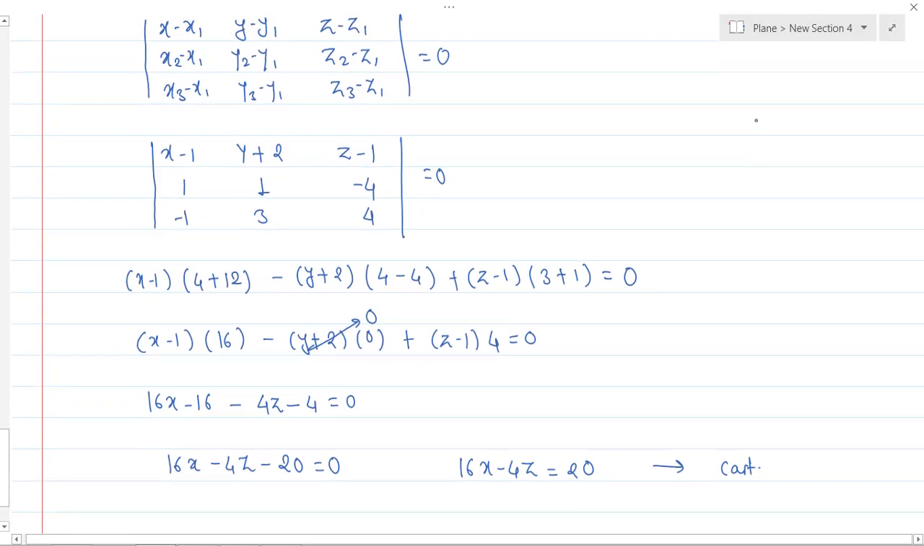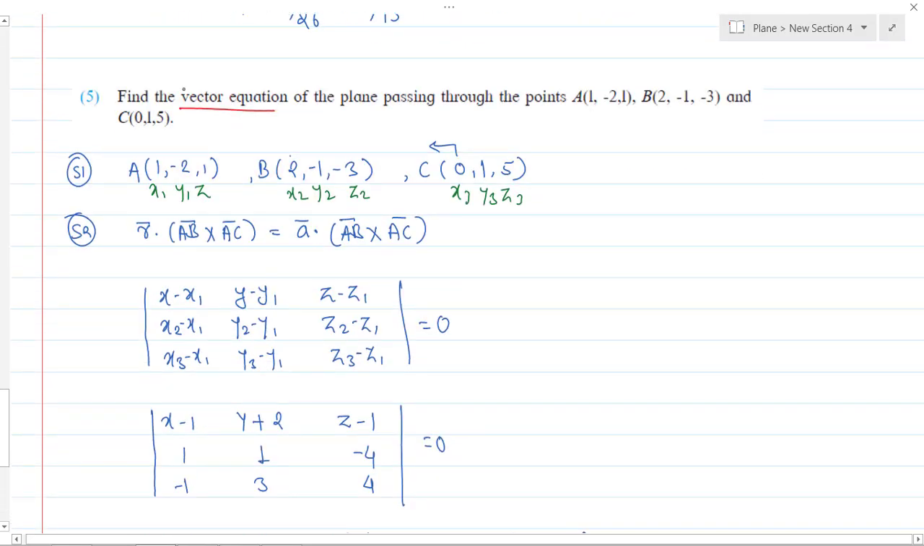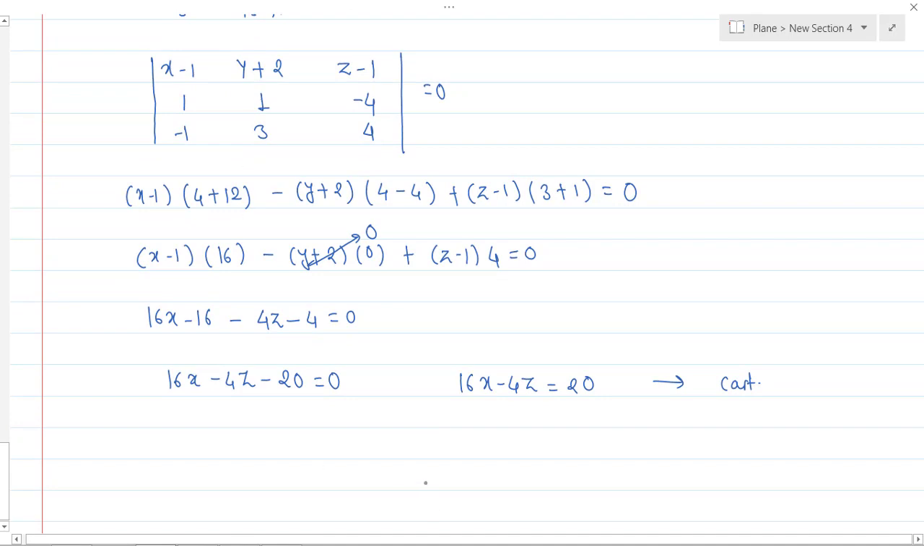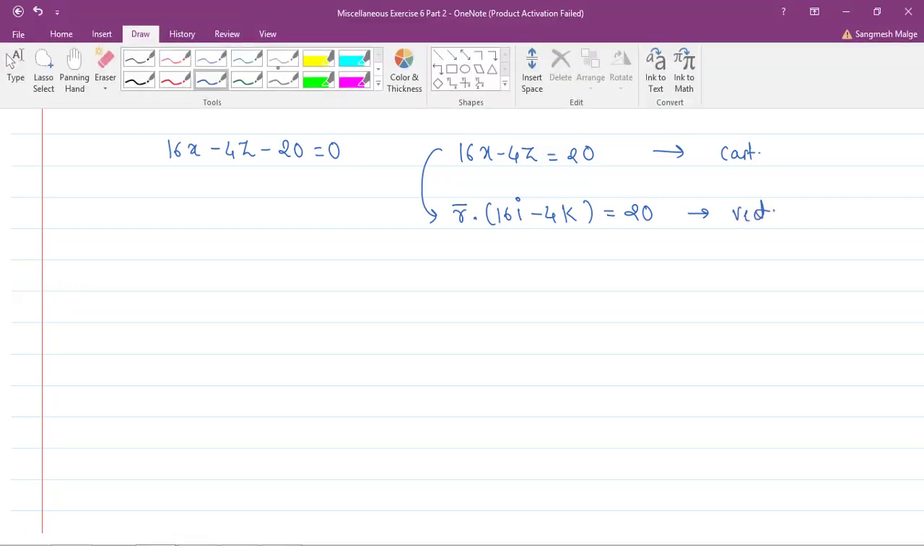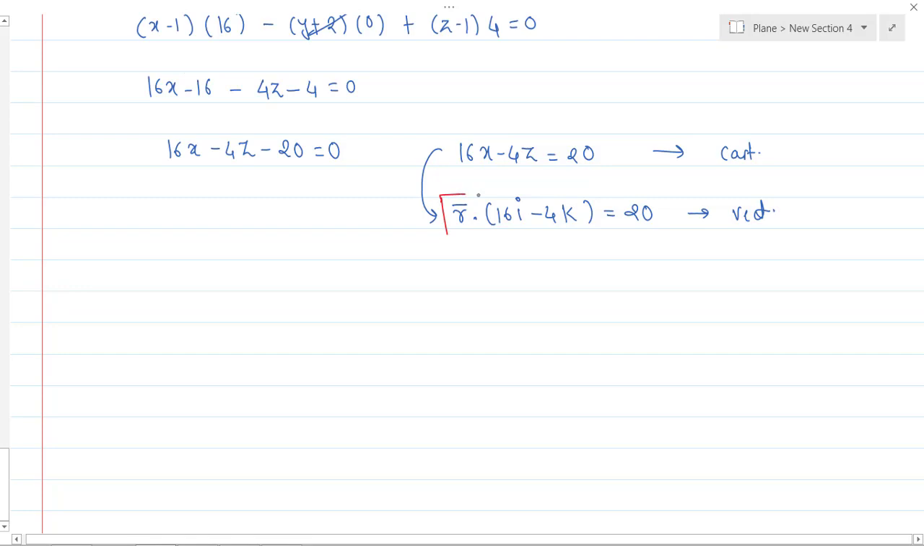But question में क्या बोला है भाई? Write down the vector form. So how will you do the vector equation conversion? It's very simple. Simply replace x, y, z by i, j and k. So you give it r bar first. So it is r bar dot (16i plus 0j plus 4k) equals 20. This is the vector equation and it is the required answer. Okay, so इसको beautiful एक डब्बे में डाल दो इसको. Is it okay? Very good boss.